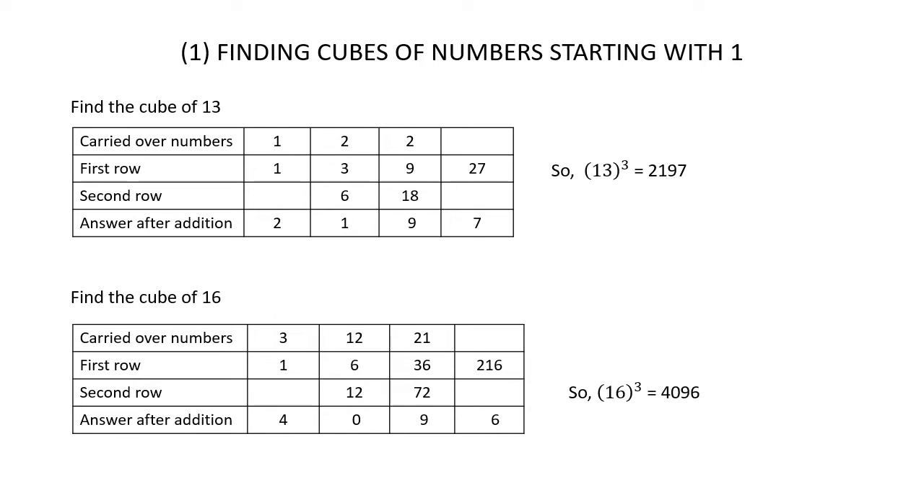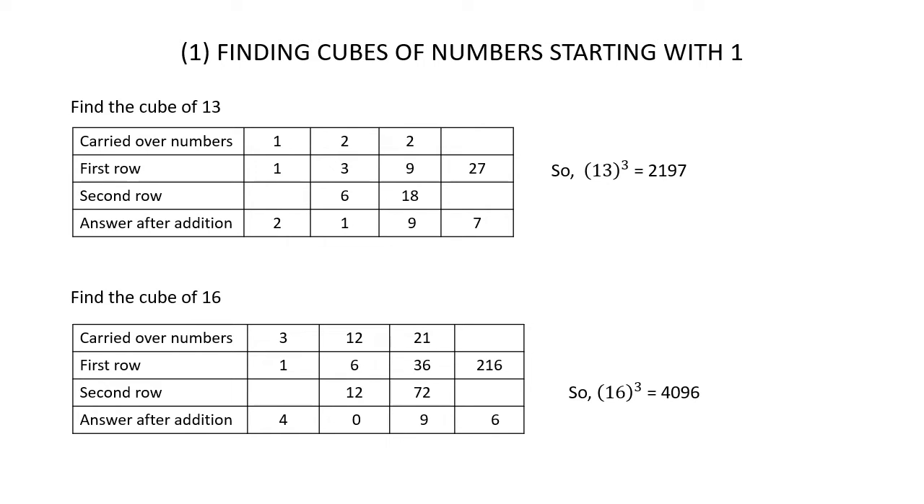Now 2 plus 9 plus 18 is 29. So write only 9 in the answer and carry over 2 to the next column. So now add 2, 3 and 6. You'll get 11. Write 1 in the answer and carry over 1. 1 plus 1 is 2. So finally you have the answer 2197. So 13 cubed is 2197.